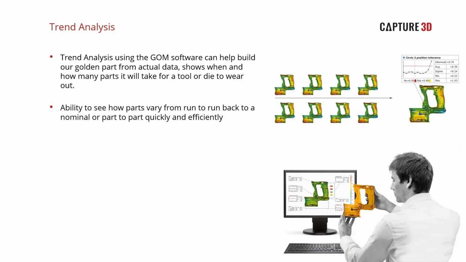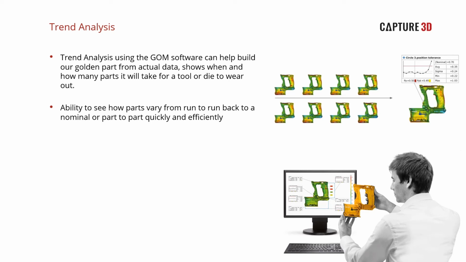Now let's begin number 5, trend analysis. Trend analysis allows us to compare multiple parts back to a single CAD model in a project for the purpose of batch scanning or production assistance. Trend analysis also allows us to inspect via part-to-part inspection for the purpose of comparing multiple scans to each other when a CAD is not available or useful for our desired inspection.